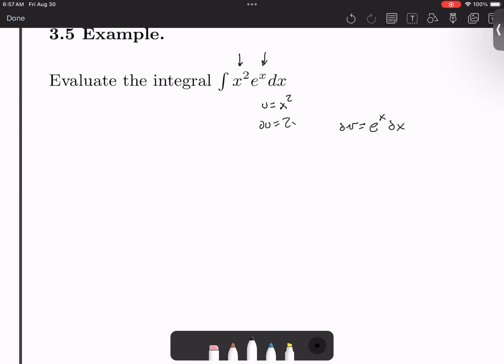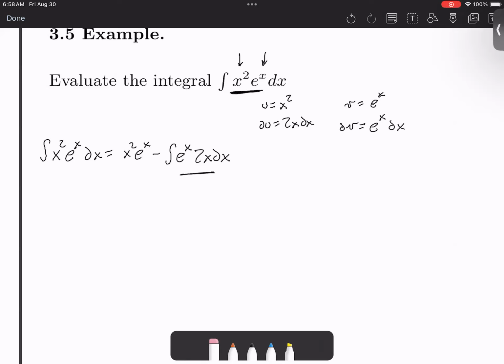So du is going to be 2x dx. v is going to be e to the x, which means that the integral x squared e to the x can be written as u times v minus integral v du. So notice we started with x squared times e to the x, and now we just have 2x times e to the x. So our integral got easier.